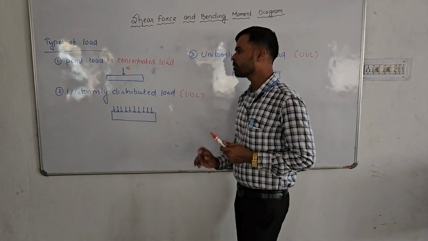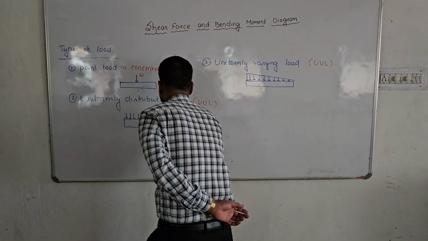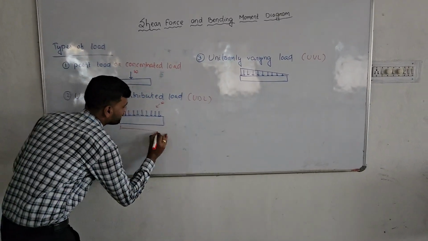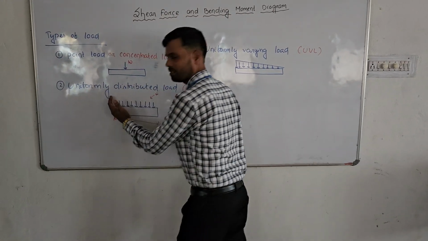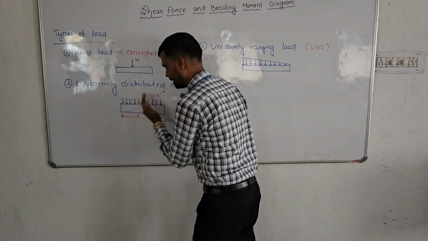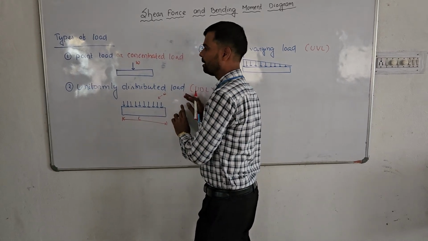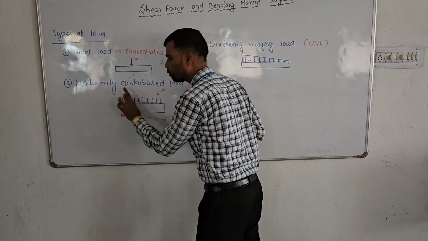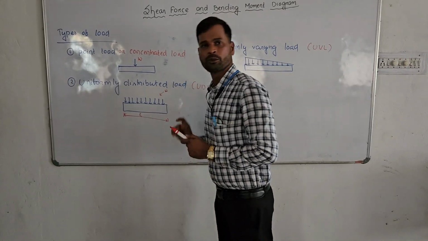Next one is uniformly distributed load. Uniformly distributed load means what? Suppose W amount of load is acting for an amount of length L. That means at each point W amount of load is acting. As the amount of load is the same throughout the length, that is called uniformly distributed. That means the load is distributed over the beam uniformly. So this type of load is called uniformly distributed load.